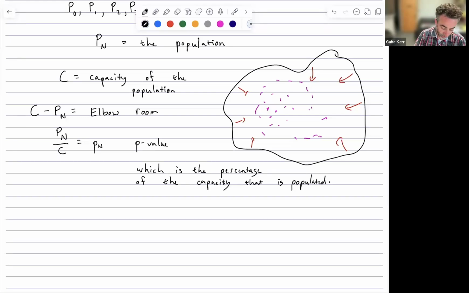So let's put this down as what we're interested in. The logistic growth model has the following features. The sequence is actually not the sequence of populations that we were interested in above, but the sequence of the p-values. And of course, you can get the populations by multiplying these p-values by the capacity.